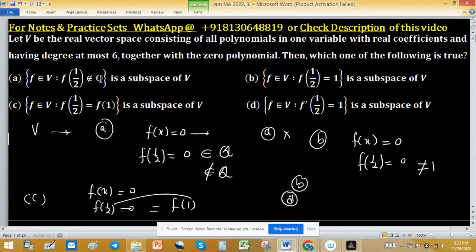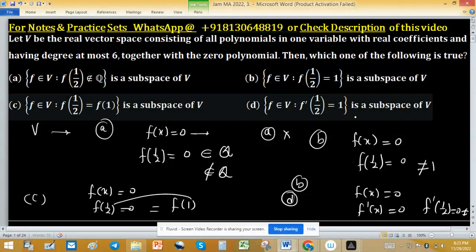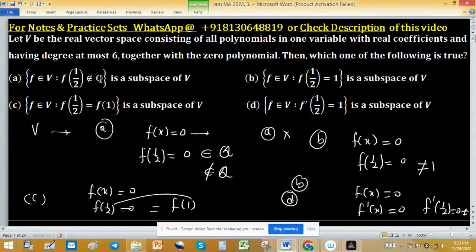Now check whether option D contains the zero vector or not. So f(x) equals 0, it means f prime(x) equals 0, and f prime(1/2) equals 0, not equal to 1. That's why option D is not a subspace. Only option C is a subspace. You can check the scalar multiplication property also. So the correct option is C.